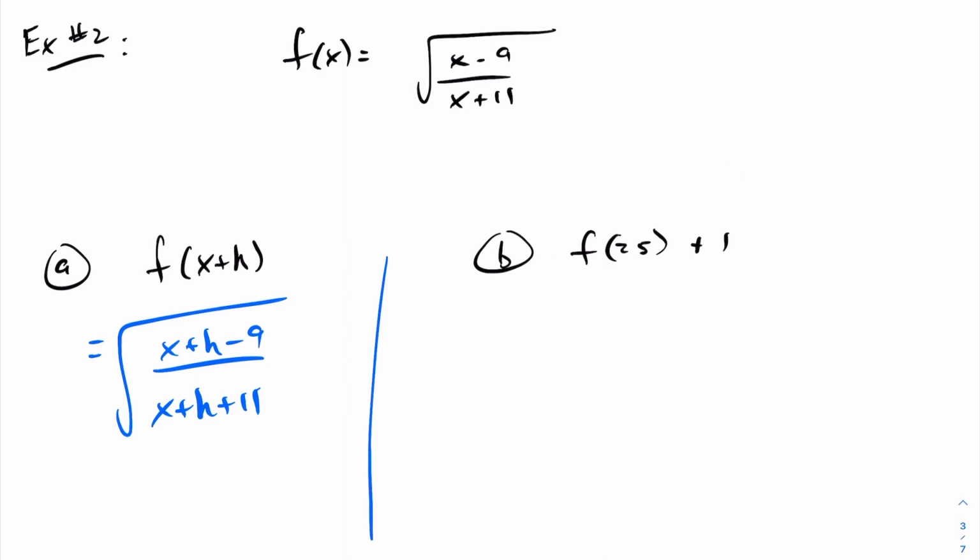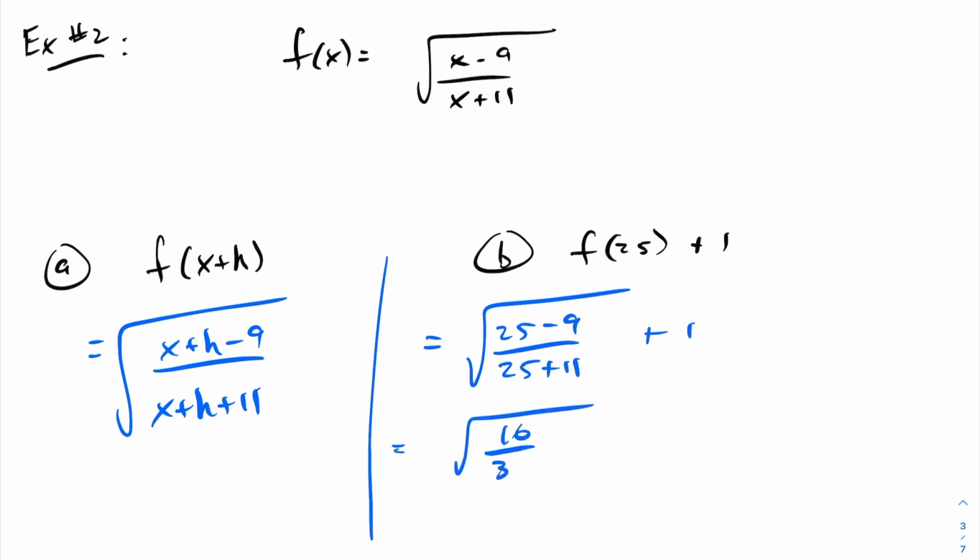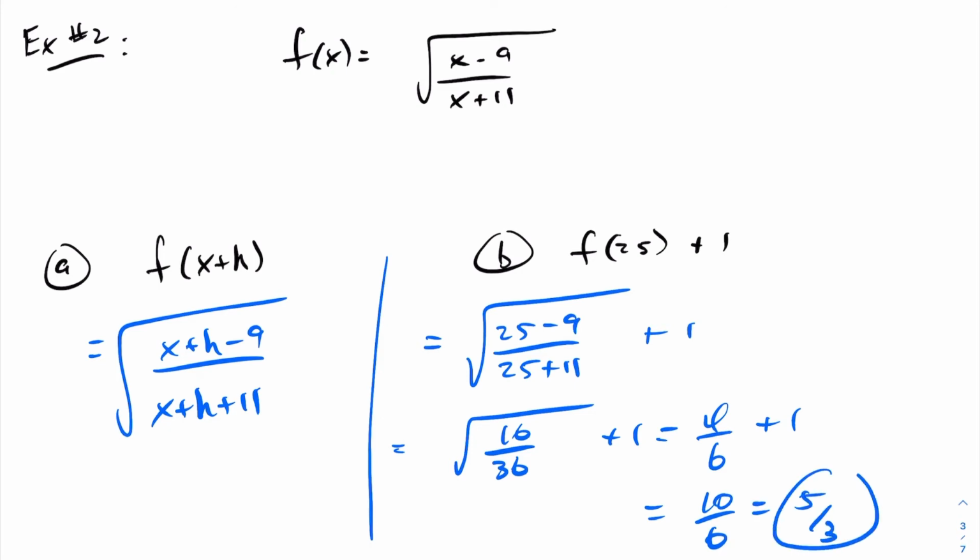In which case here, f at 25 is going to be the square root of 25 minus 9 over 25 plus 11 plus 1, which is the square root of 16 over 36 plus 1. Now when you take the square root here, you can take the square root of the top and the square root of the bottom, in which case this becomes 4 over 6 plus 1, which becomes 10 over 6, and in lowest terms we get 5 over 3 for this example.